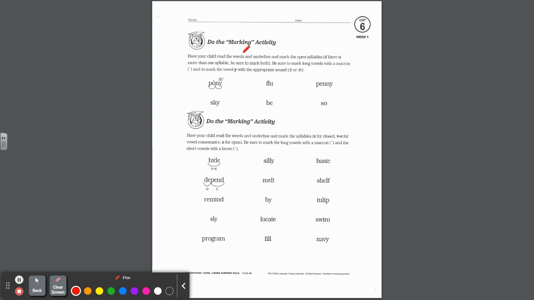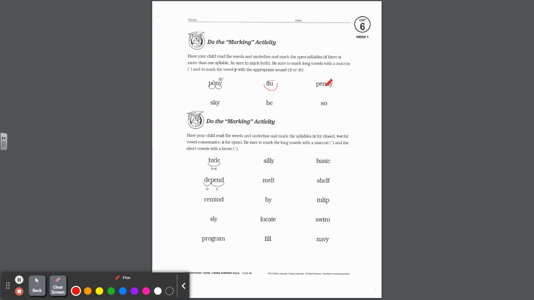Okay, let's try the next page. It says, have your child read the words and underline and mark the open syllables. If there's more than one syllable, be sure to mark both. Okay. Be sure to mark long vowels with a macron and mark the vowel Y with the appropriate sound. Is it sounding like long I or long E? Okay, so this word's only one syllable. So we're going to do flew, and it is open. Yes, because this oo is long U. Notice they're not making us write open. We only scoop the syllable if it is open. So we don't need to make the O, not in this part up here.